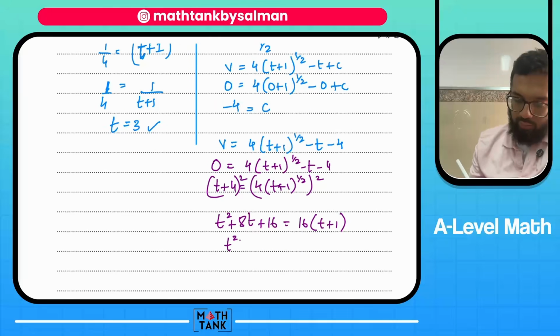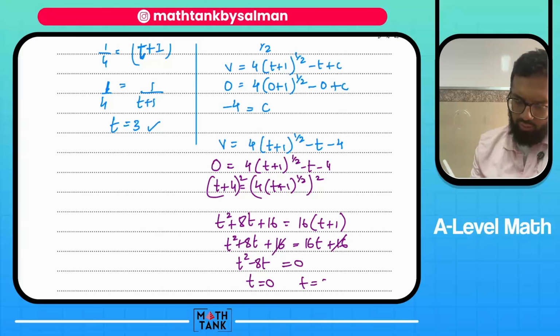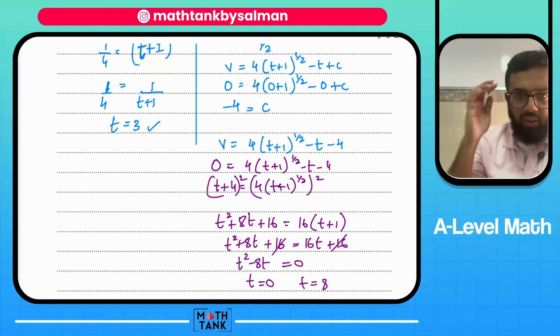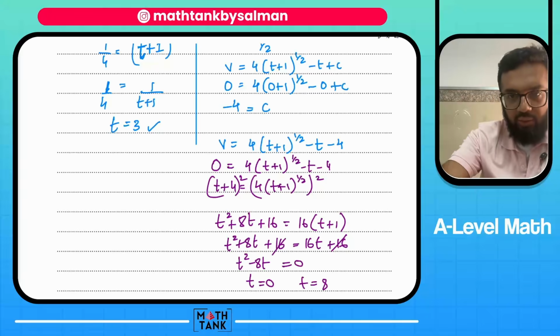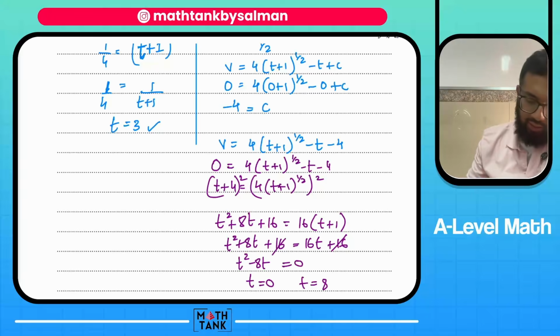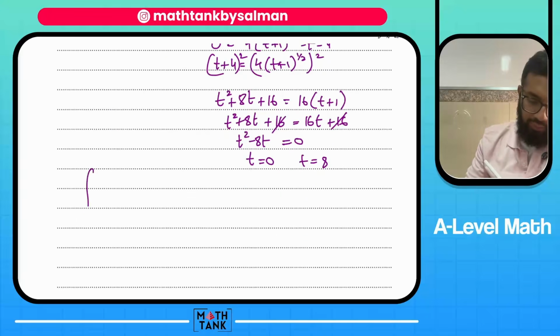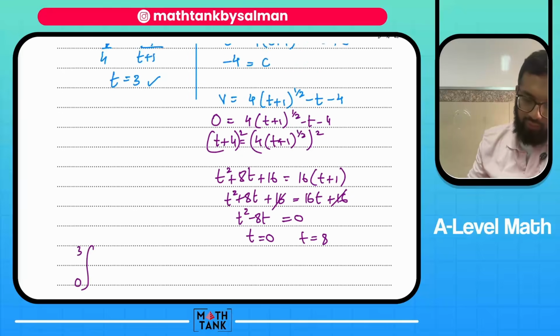So t square plus 8t plus 16 equals 16t plus 16. So t square minus 8t. I'm pretty clear that the particle is not turning within that range where t equals 3. So what I can simply do is integrate from 0 to 3 to find out the distance.